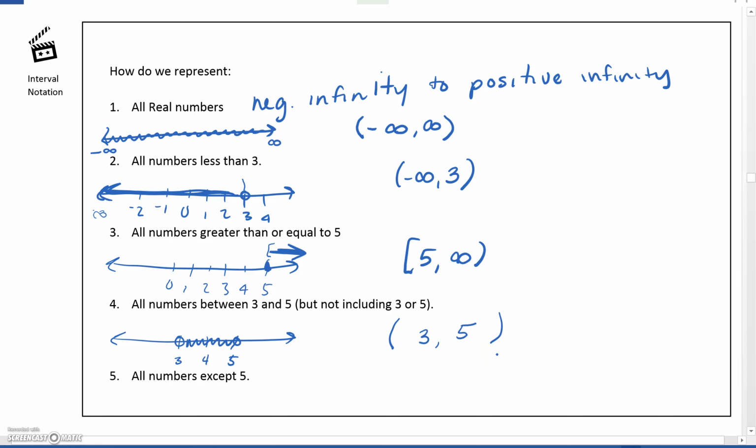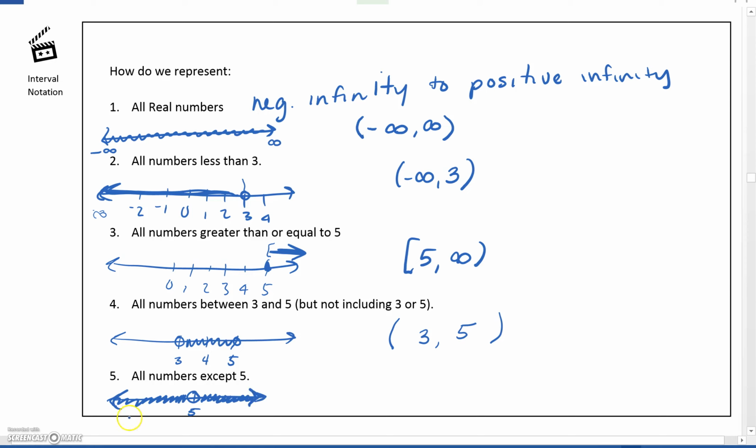Okay, and then the next one that we'll sometimes see is we'll want all numbers except for 5. Maybe we want to leave out 5, or it could be another number for certain reasons. So if we think of a number line, and we have 5, we don't want 5, so I'm going to put an open dot there, but we want everything less than 5 and everything bigger than 5.